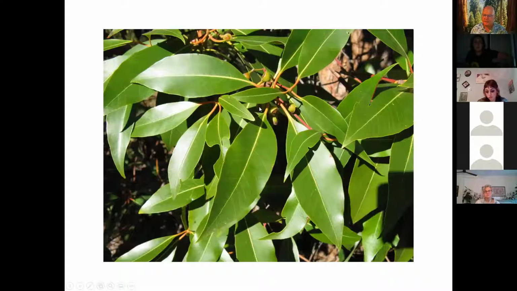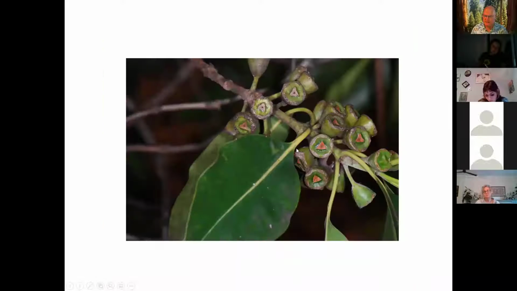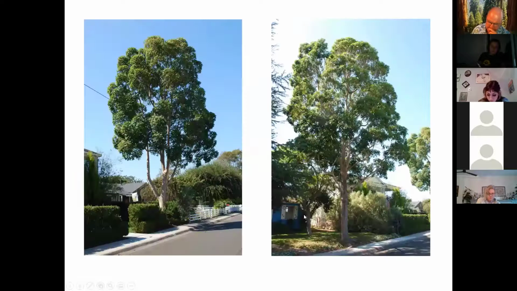Here are the leaves. Again, looks like eucalyptus. Here are the little capsules that look like eucalyptus, but it's a much wider leaf. Almost looks like an avocado in a way. Reddish stems. Here are the capsules. And when you look at the capsule, it looks like it has a little triangle in the middle. So here it is as a street tree, kind of a columnar form tree.